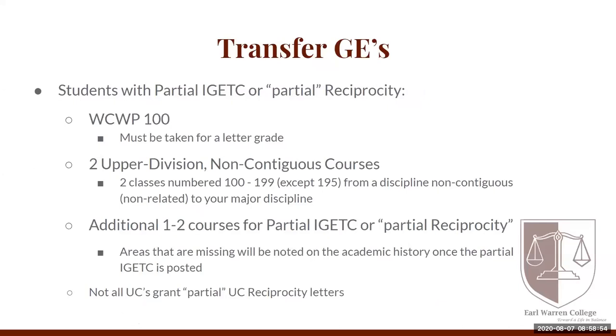If you entered UCSD with partial IGETSE, or if your previous UC writes you a partial reciprocity letter, the requirements are as follows. You'll complete Warren Writing 100, which must be taken for a letter grade, two upper division non-contiguous courses numbered 100 through 199, with the exception of 195s, from a discipline non-contiguous, again meaning non-related to your major, and the additional 1 to 2 courses for your partial IGETSE or partial reciprocity. Areas that are missing will be noted on the academic history once the partial IGETSE is posted. It is important to note that not all UCs grant partial UC reciprocity letters. If your UC cannot write you a partial reciprocity letter, we advise you to check in with our office during the fall quarter to discuss your GE requirements.